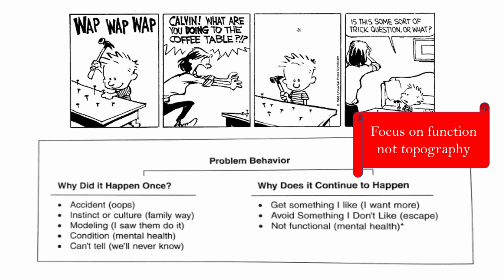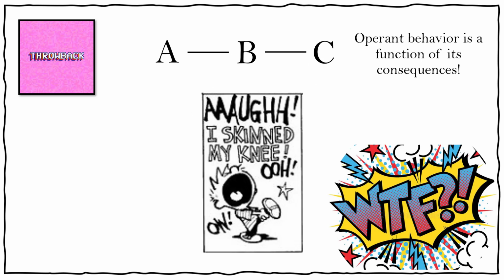But when we talk about why the behavior is continuing to happen, what's the purpose of it, we're talking about the function of the behavior. And when we talk about function, we're talking about the relationship between the behavior and the environment. So I have a throwback slide for you guys. We've talked about this previously, but I wanted to just briefly review it.